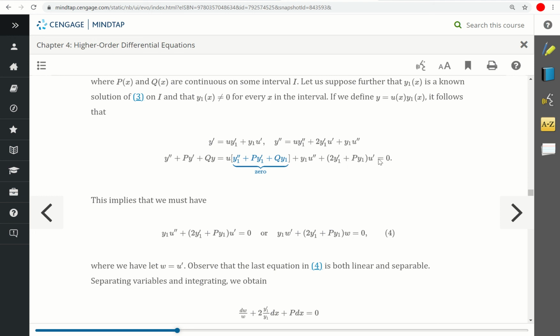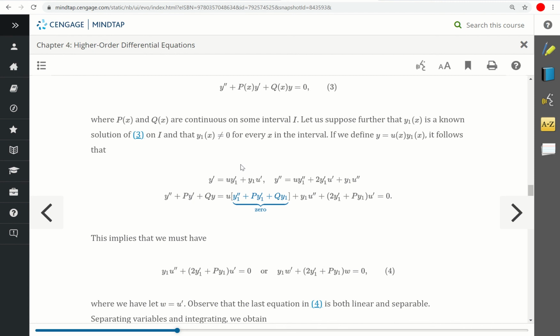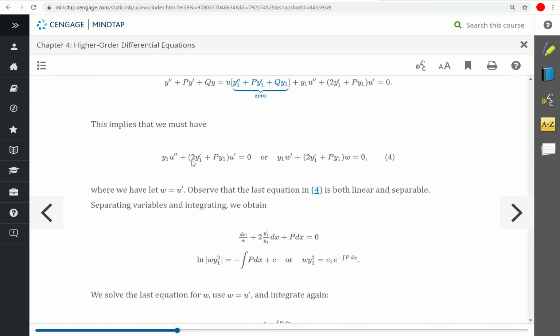But then the last term, which would be over here, which would be something times u, is going to be u with y1 double prime plus py1 prime plus qy1. Now recall that y1 was one solution to this differential equation, which means that if you replaced y with y1, then that expression would be equal to 0. And so this coefficient here is going to be 0, and so this term drops out, and we're simply left with y1 u double prime plus 2y1 prime plus py1 times u prime equals 0.